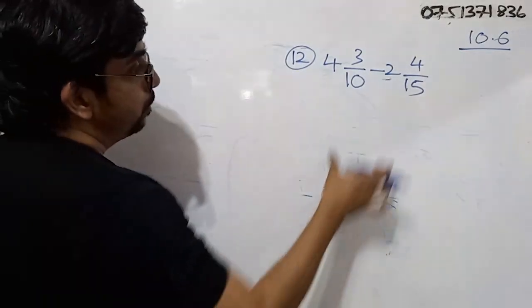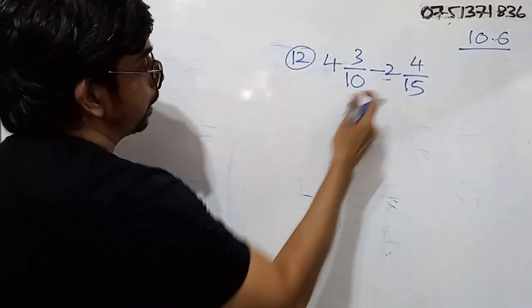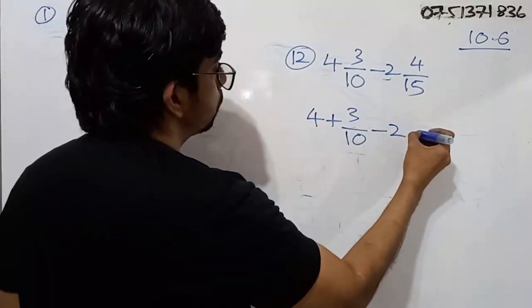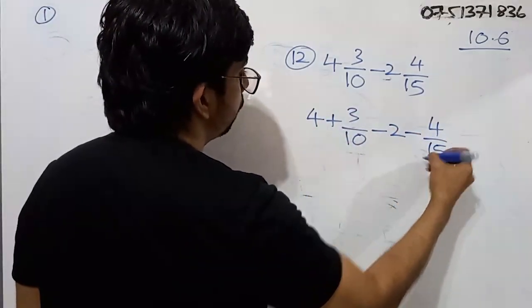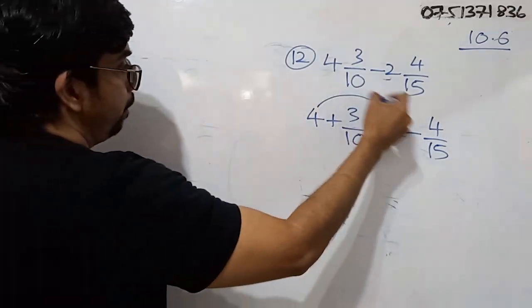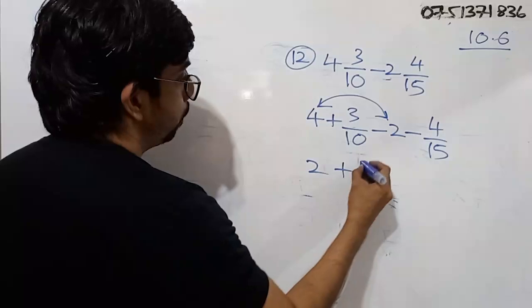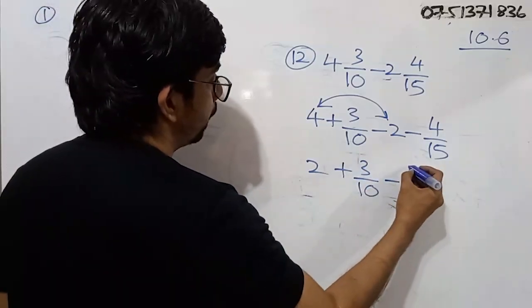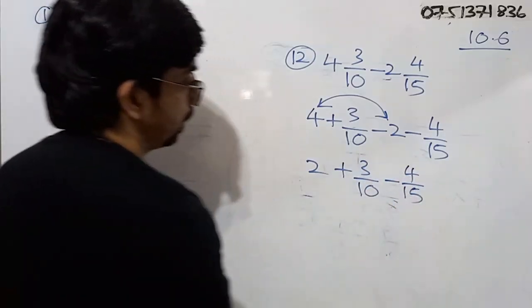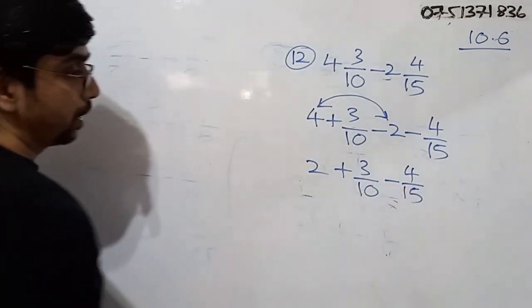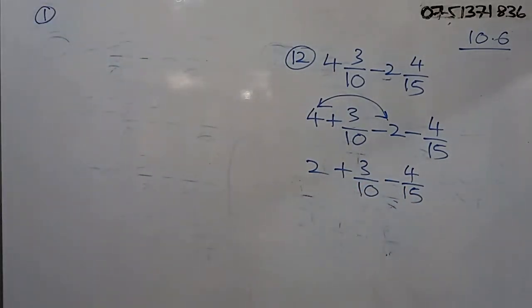Right, question number 12. So I will rewrite these two fractions. 4 plus 3 by 10 minus 2 minus 4 by 15. Then I will simplify the whole number parts. So the outcome will be 2. 2 plus 3 by 10 minus 4 by 15. So we have two fractions. Denominators are different. We have to subtract. What will be the least common denominator?